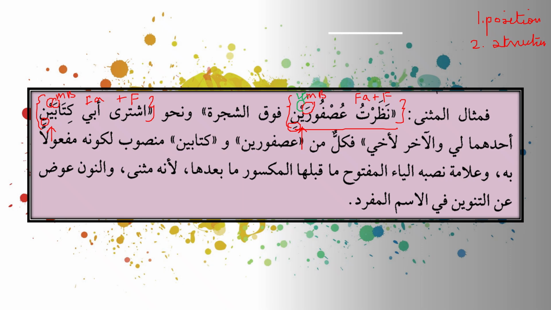And that is all the explanation he has given here. The usfurain and kitabain are in the mansub case. Why? Because they are in the maf'ul bihi position. And what is the sign? Alama here means sign. What is the sign that these two nouns are in mansub case? Before the ya is maftuh, ma qablaha, and maksur ma ba'daha. So the same proof that I was talking about: a fatha before the ya and a kasra after the ya. لِأَنَّهُ مُثَنَّى, that proves that it is a dual.